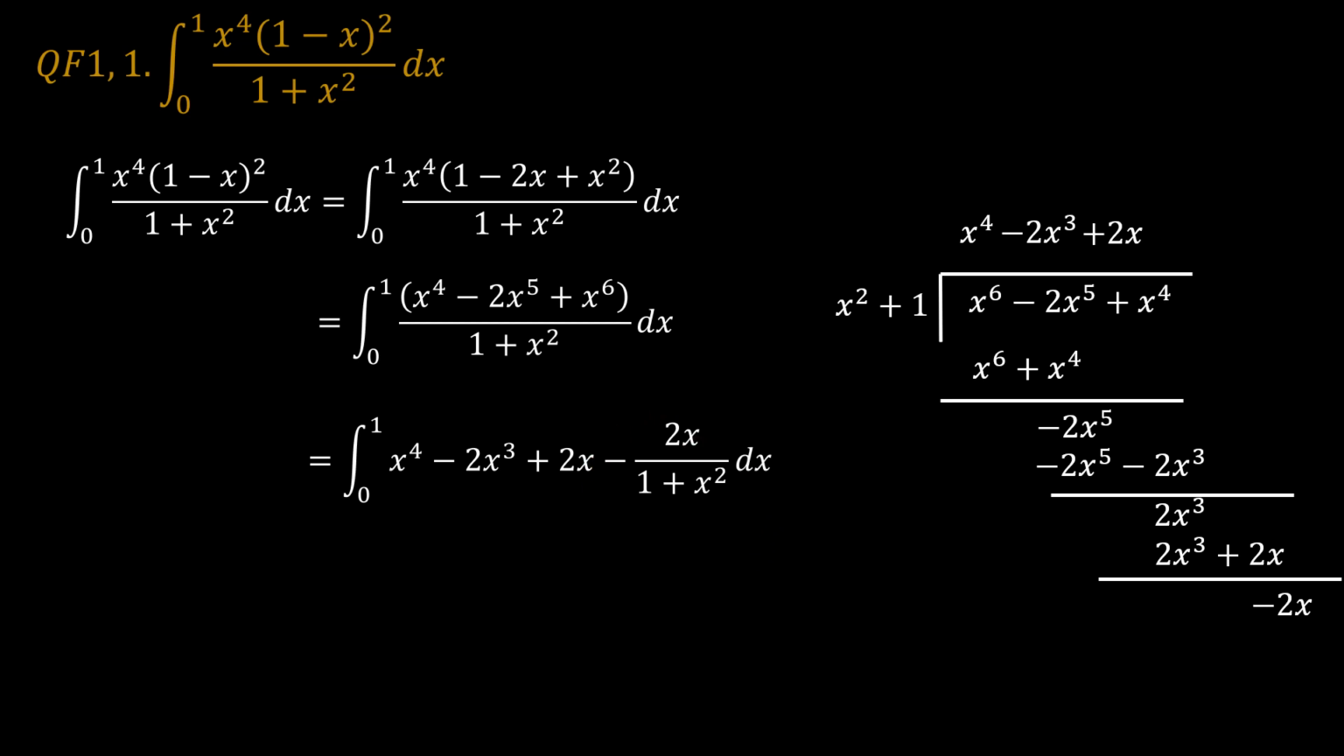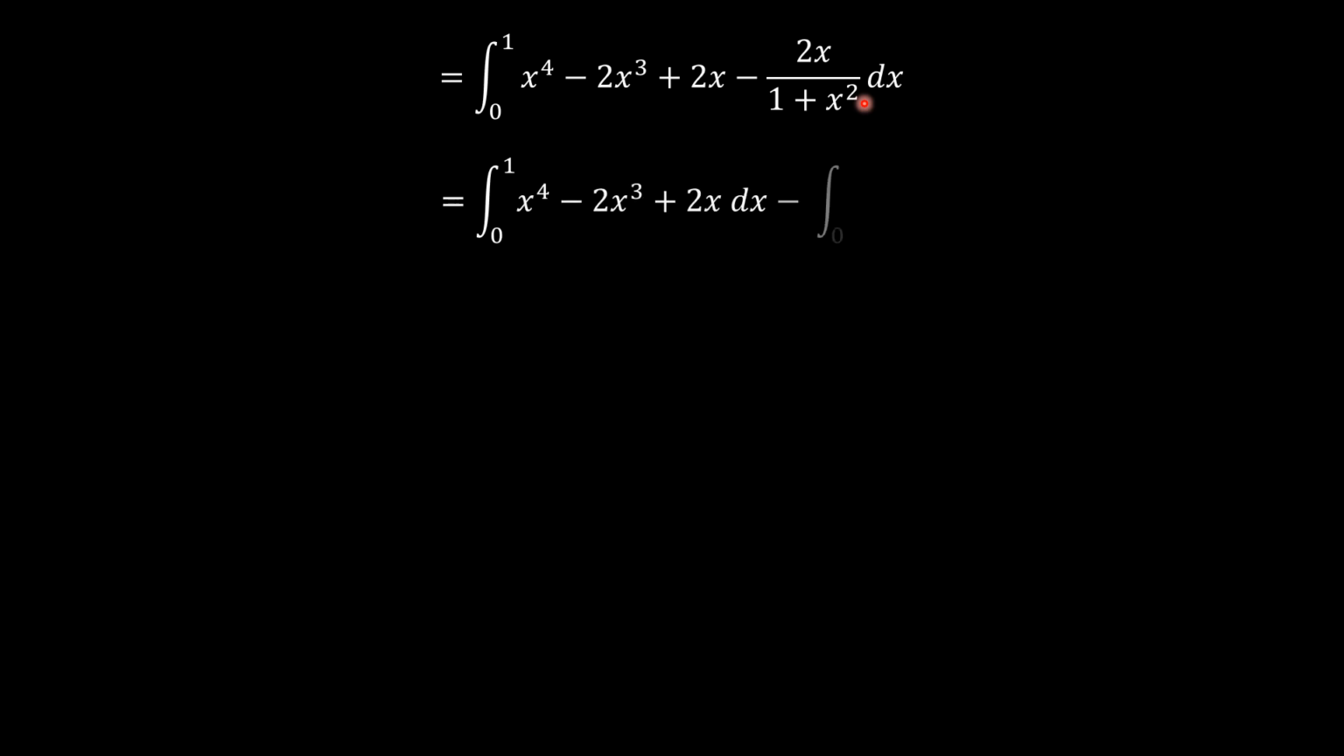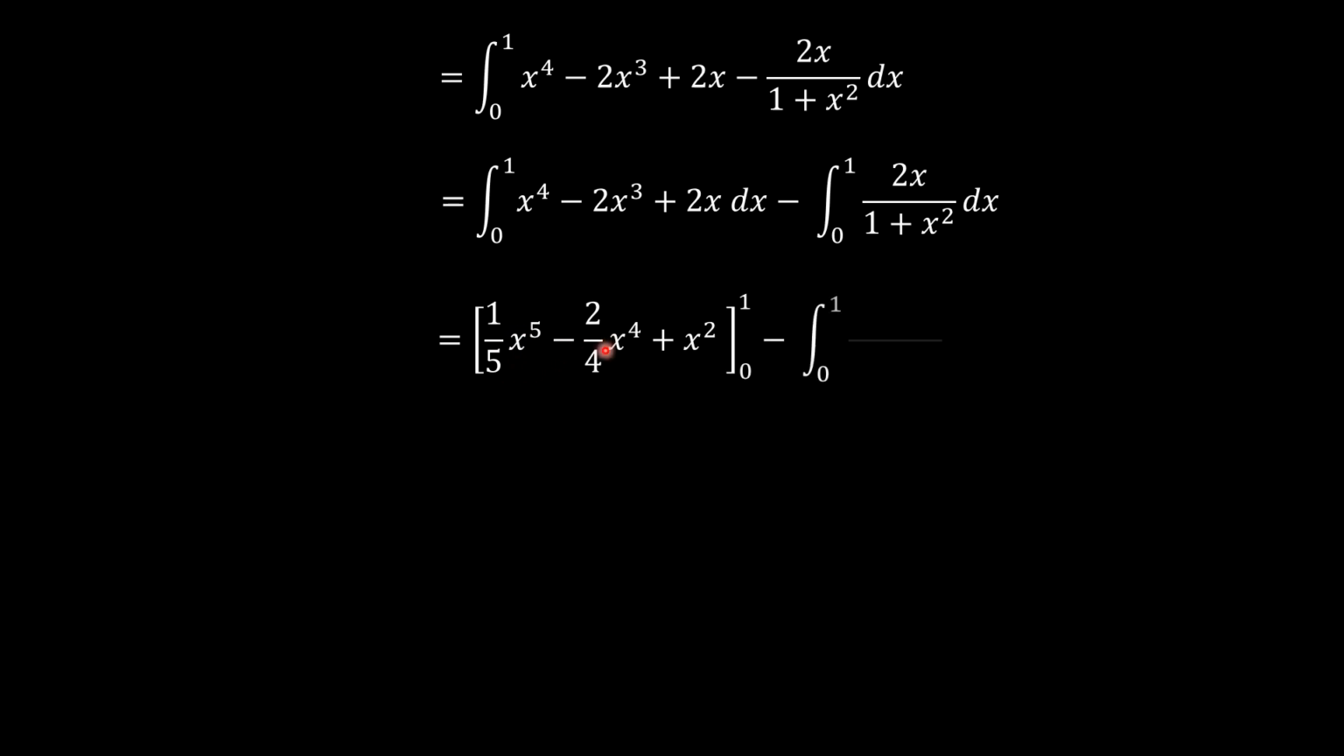So going to the next, the first part, x to the power 4 minus 2x to the power 3 plus 2x, can be integrated independently from this last component, and as you can see, I've broken out these two integrals. The first part there can be integrated, so the first x to the power 4 term becomes 1 over 5 x to the power 5, minus this second term, which is 2 over 4 times x to the power 4, plus the last part 2x becomes x squared, from 0 to 1.